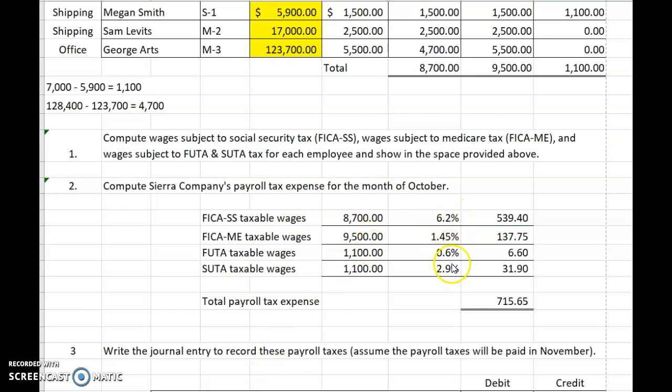If you apply the appropriate tax rates to the taxable wages, you should end up with total payroll tax expense of $715.65. If you did not come up with that number, please pause your video and check your calculations and fix any errors before moving on.